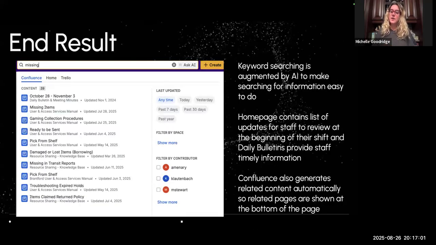The keyword searching is augmented by AI to make searching for information easier. The homepage contains lists of updates for staff to review at the beginning of their shifts, and we send out daily bulletins to provide anything timely. Confluence also generates related content automatically, so related pages will appear at the bottom of a page. I did a search here looking for missing, and I got our missing items procedure, missing items in transit, anything that had that word in it. And if I were to click on one of these pages, I would also see anything that the Confluence AI thinks is related. So it can help you with navigation.